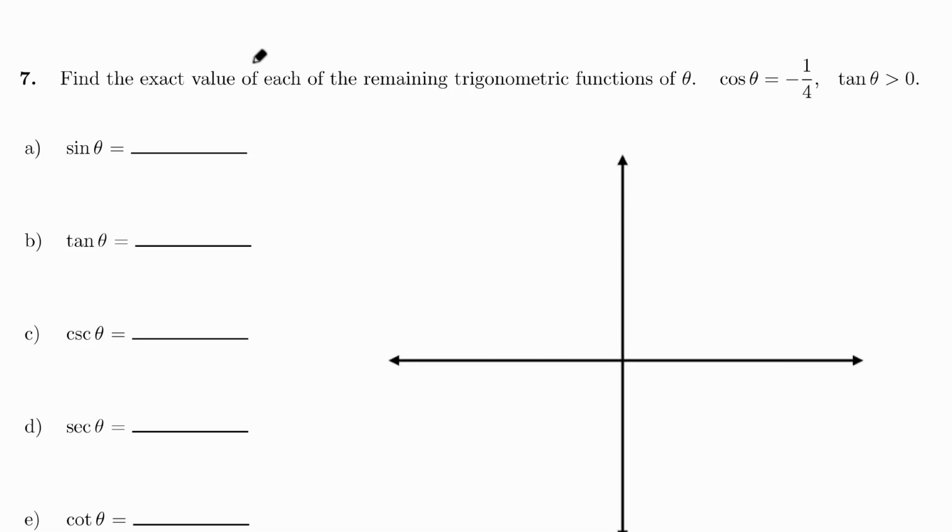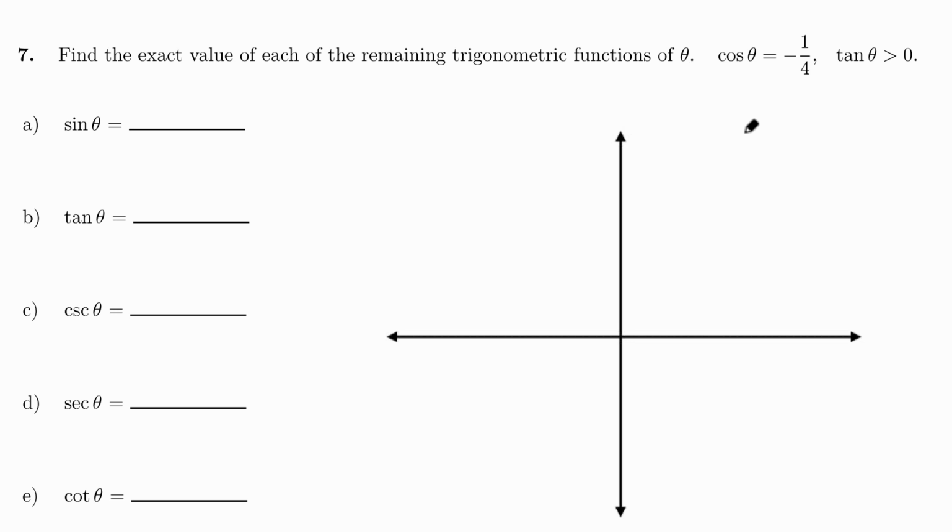Find the exact value of each of the remaining trig functions of theta. Cosine theta is given as -1/4 and tangent is positive. So first we need to determine the quadrant where this angle theta lies. Cosine is negative. So, all students take calculus.